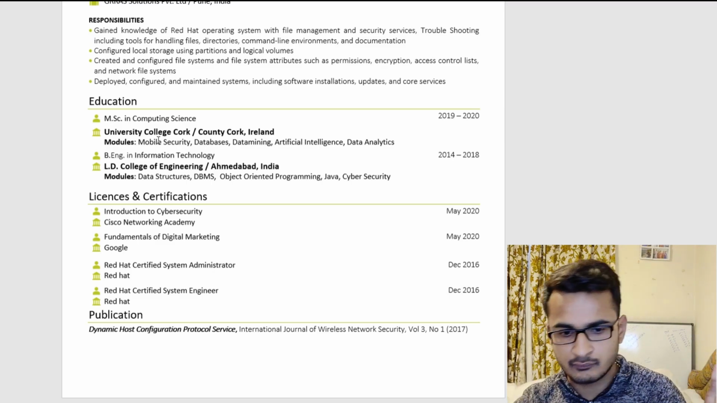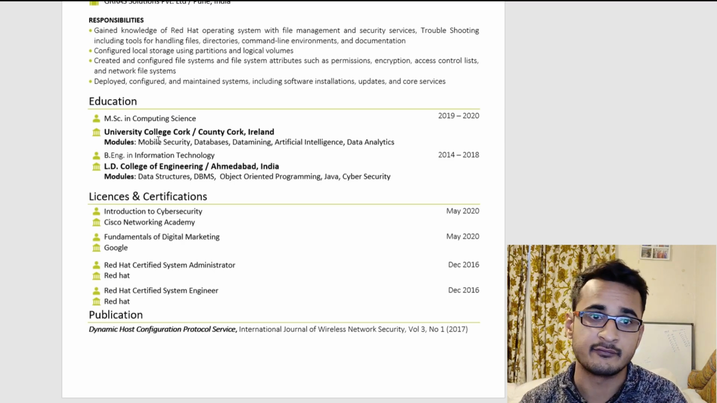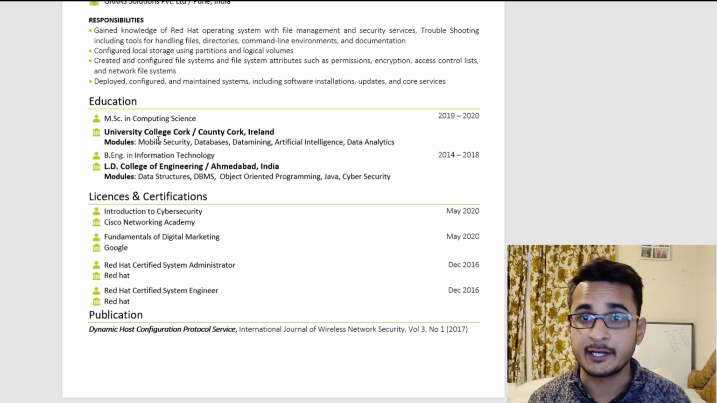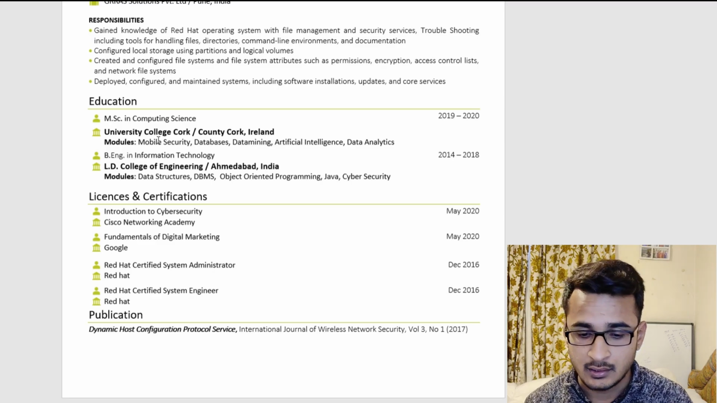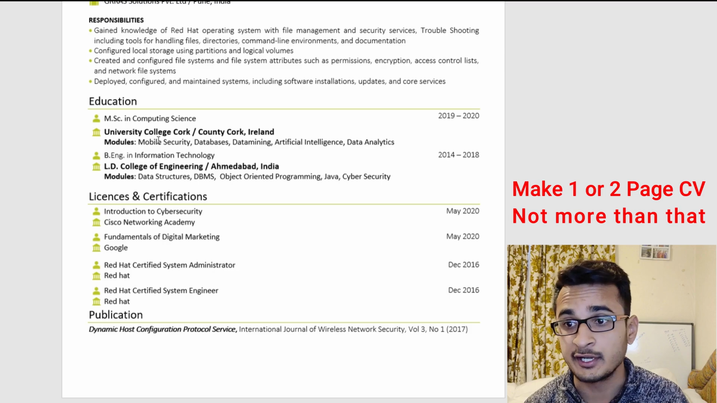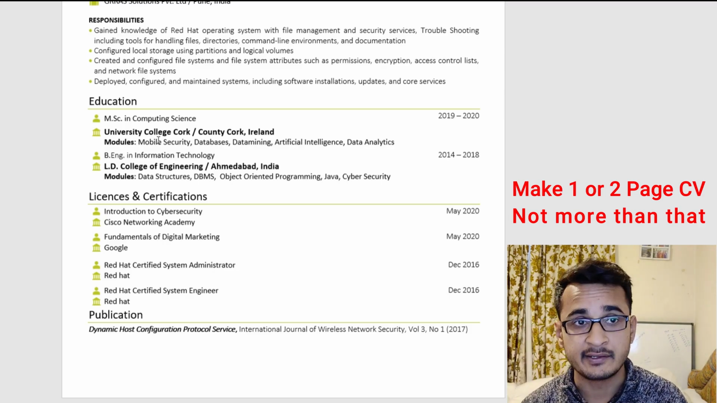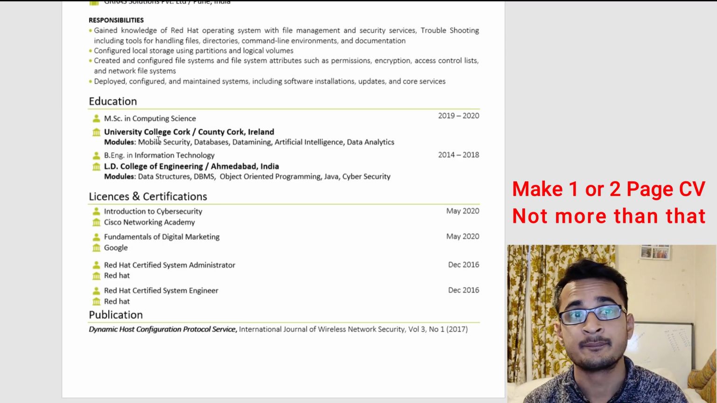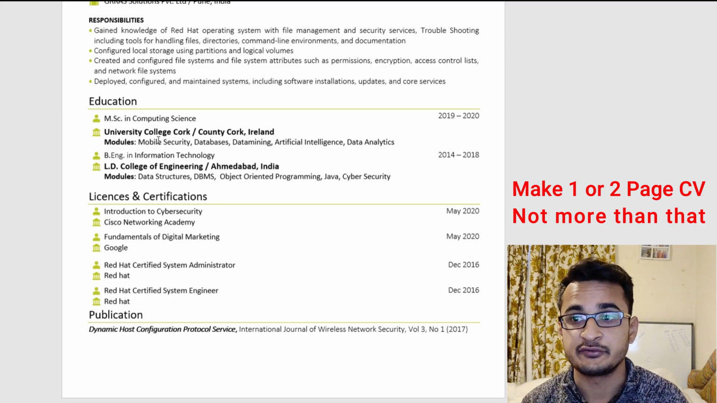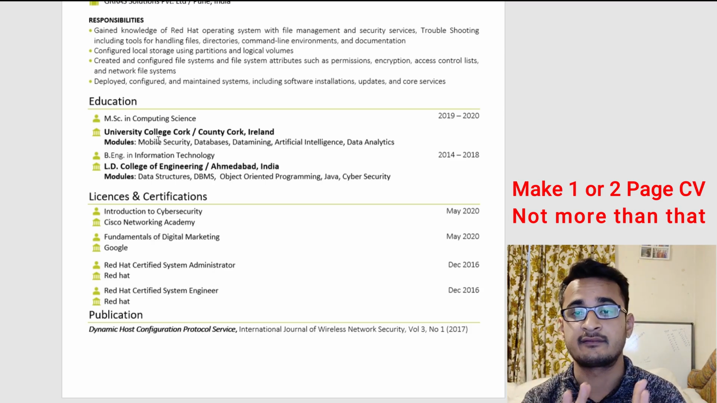then your CV will be three pages, which is not at all recommended, because in Ireland they will look for CVs which are one page or two pages. So you don't need to exceed two pages. Just keep this particular thing in mind. It is really important that you don't put so many details that your CV gets to three pages. Just keep it to two pages, and that's it.